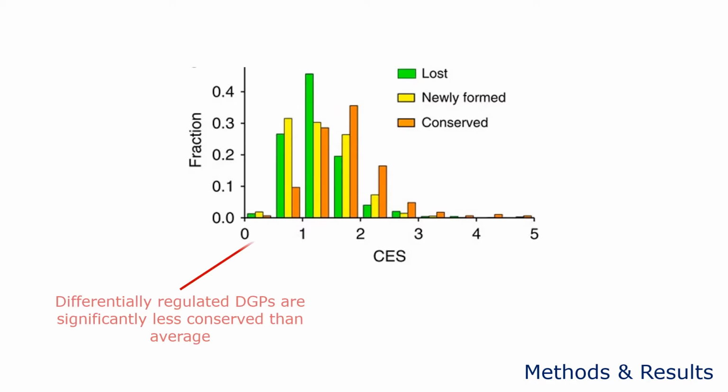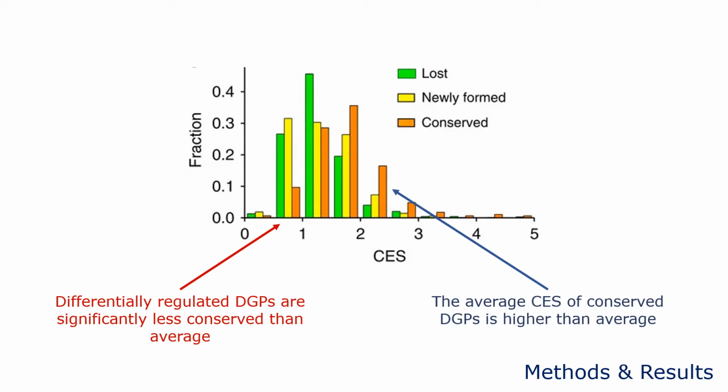This graph shows that differentially regulated DGPs are significantly less conserved than average, which is demonstrated by the high bars in green at low co-expression scores. On the other hand, the average co-expression score of conserved DGPs is higher than average, demonstrated by the taller orange bars to the right of the graph.